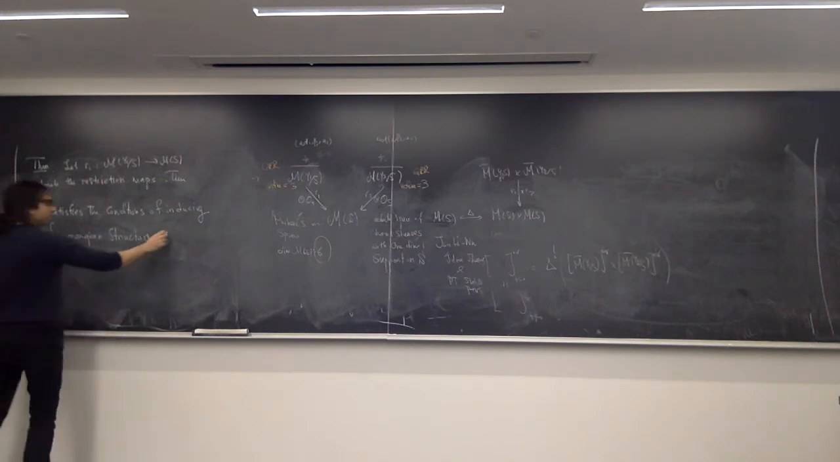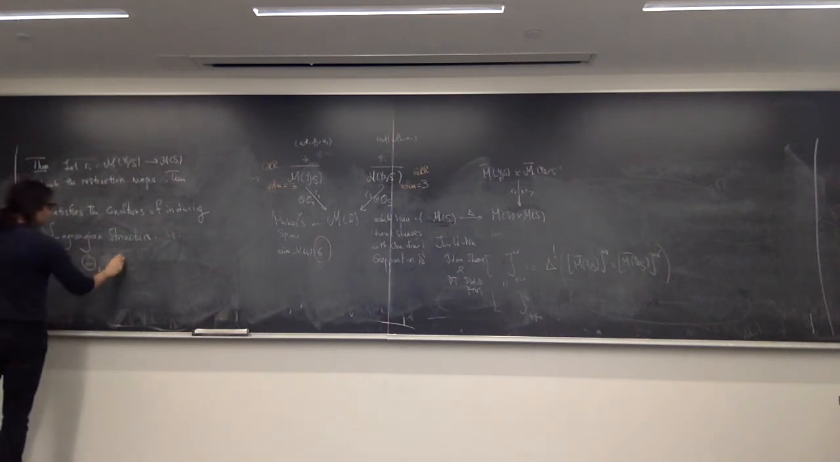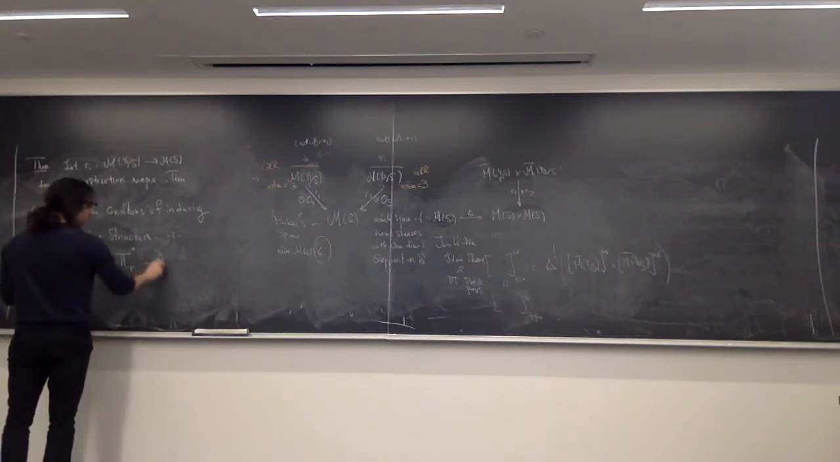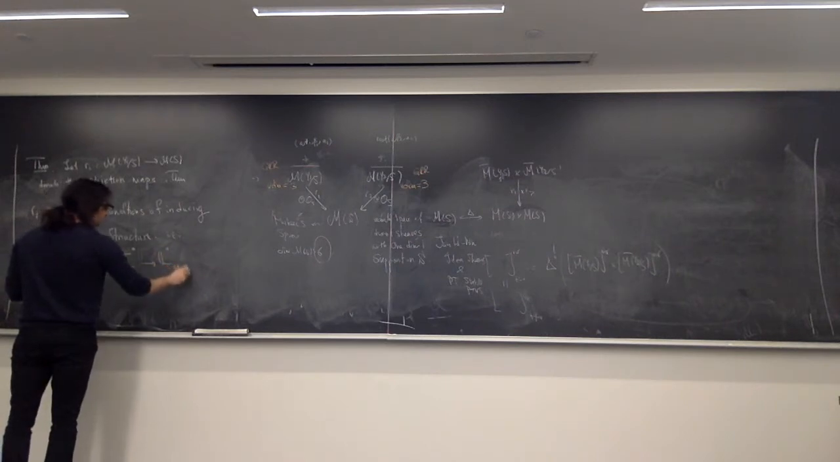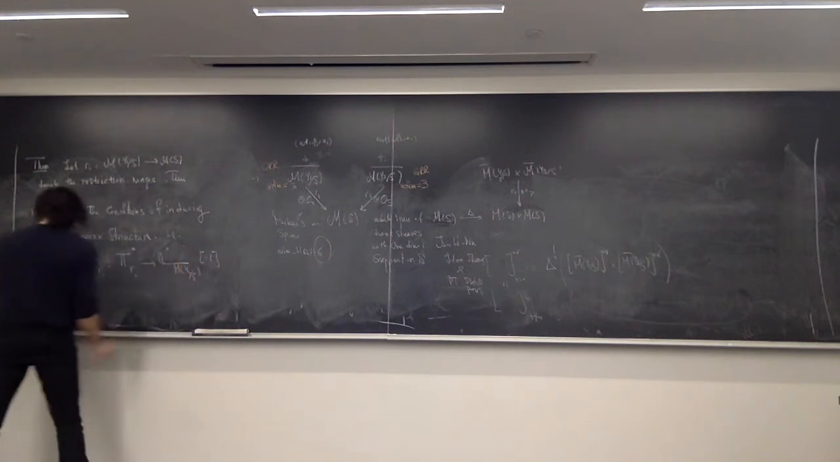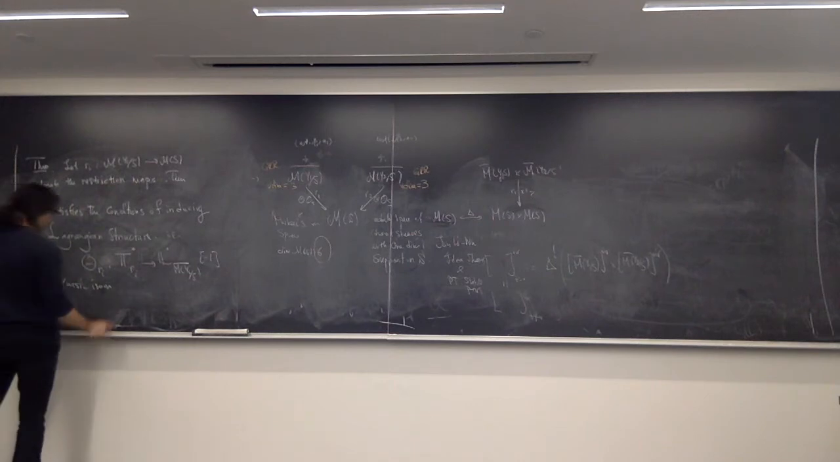So what does that mean? It means that there is some induced map from the relative tangent complex of Ri to the cotangent complex of each one of these moduli spaces shifted by -1, which is a quasi-isomorphism of perfect complexes.